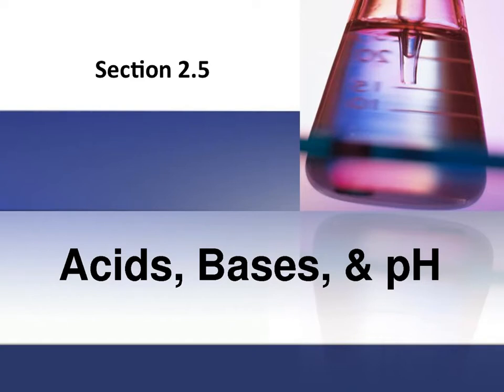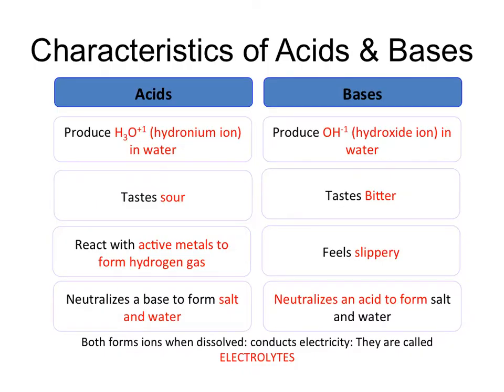This is the last section in Unit 2A, Section 2.5. We'll be talking about the characteristics of acids and bases and how we use indicators and the pH scale to determine if a solution is acidic, basic, or neutral. So let's talk about some characteristics that differentiate acids from bases.